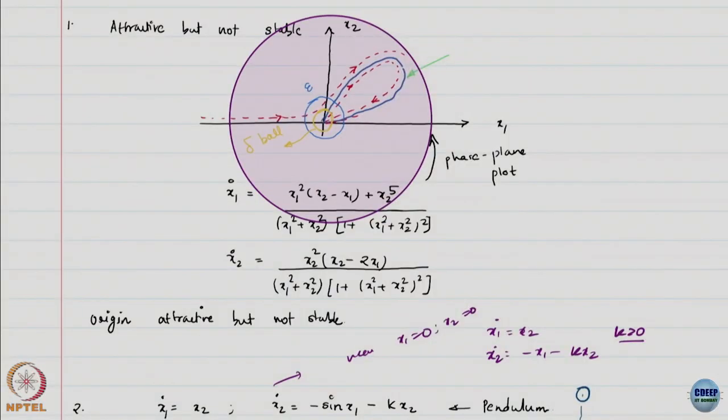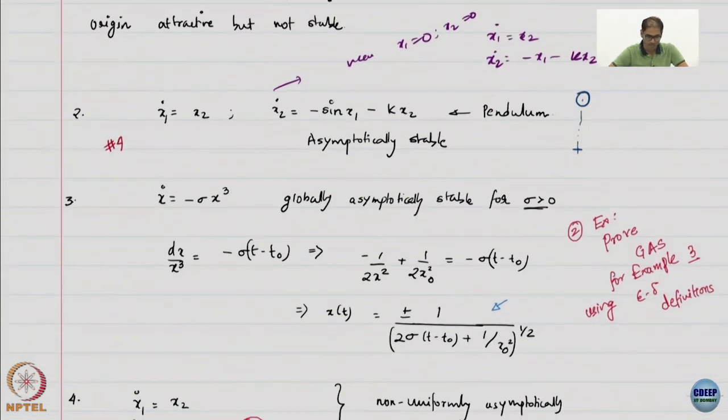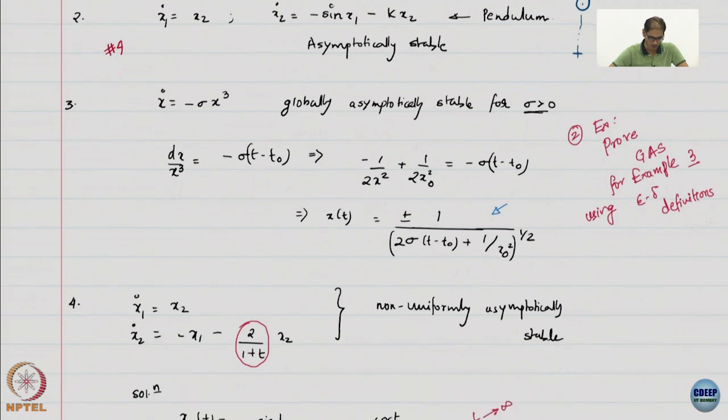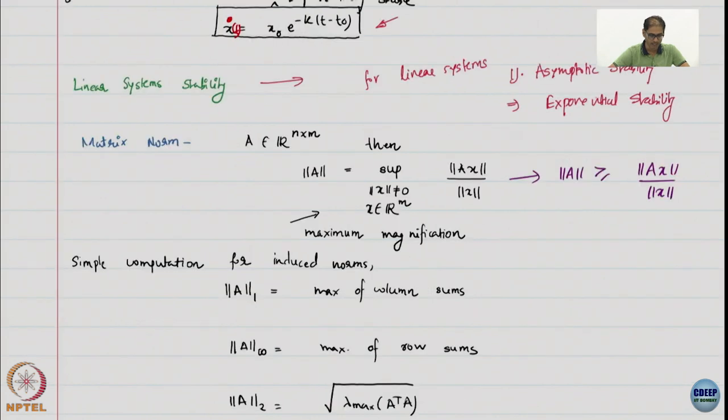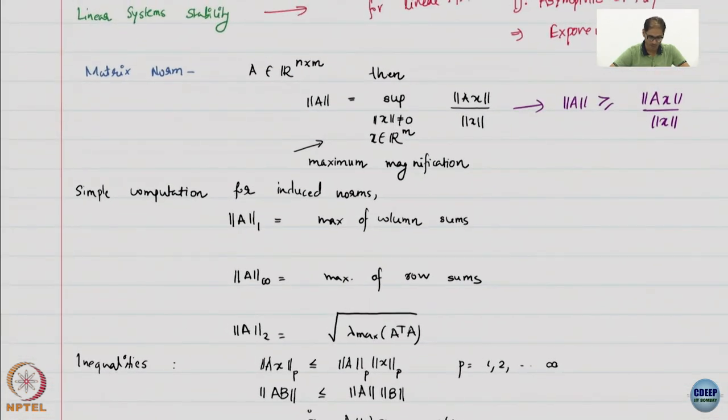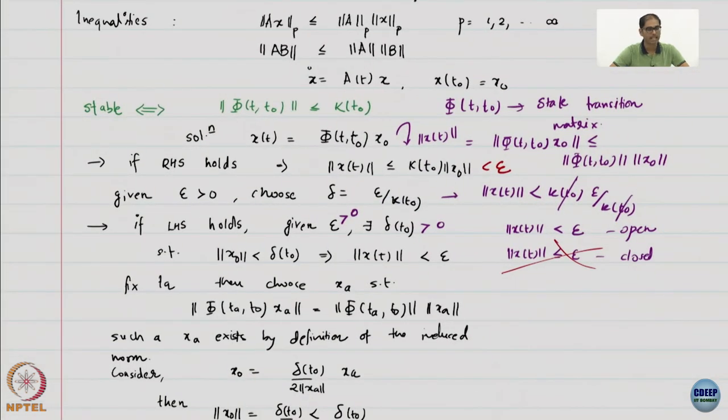If you remember, in last week's lectures, we were looking at stability. We ended with interesting examples of stability that is attractive but not stable, asymptotically stable, globally asymptotically stable, non-uniform stability, and so on and so forth. Then finally, we had proved some simpler results for linear systems. So, what were the simpler results? It characterized stability in the form of bounds on the state transition matrix.